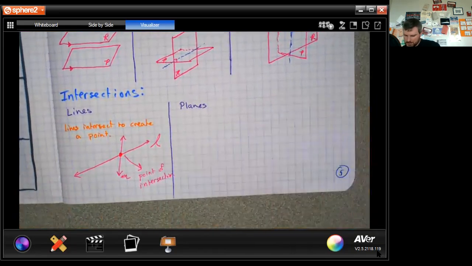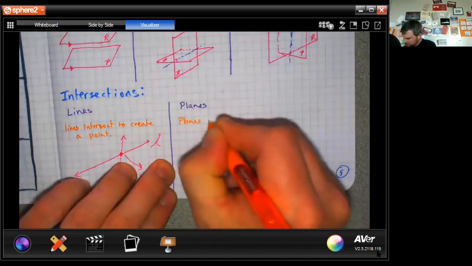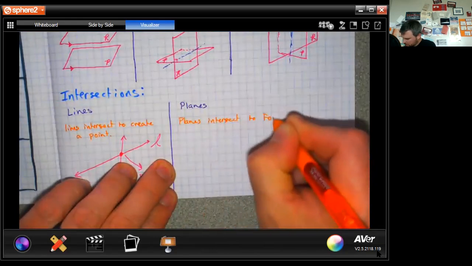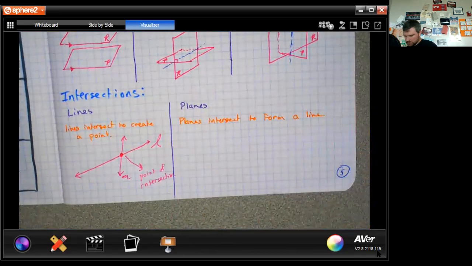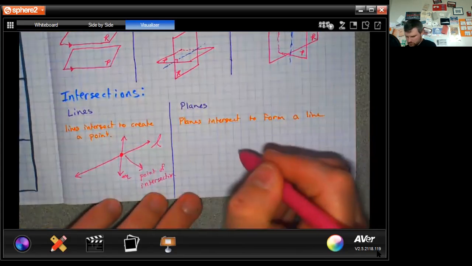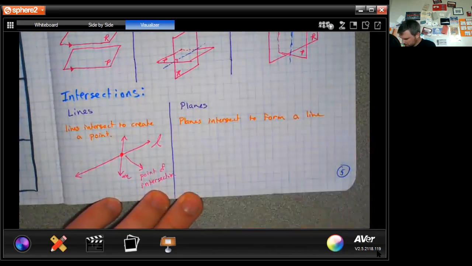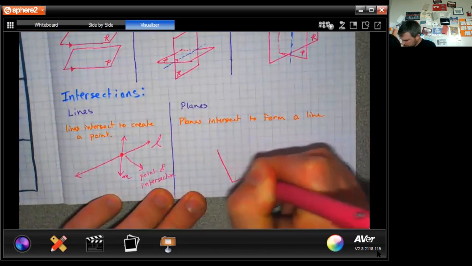Now, two planes, and we've already talked about this, two planes can intersect to form a line. So planes intersect to form or create a line. All right, so let's draw a plane intersecting. Again, maybe we'll do it a little different this time. Okay, plane there and there.